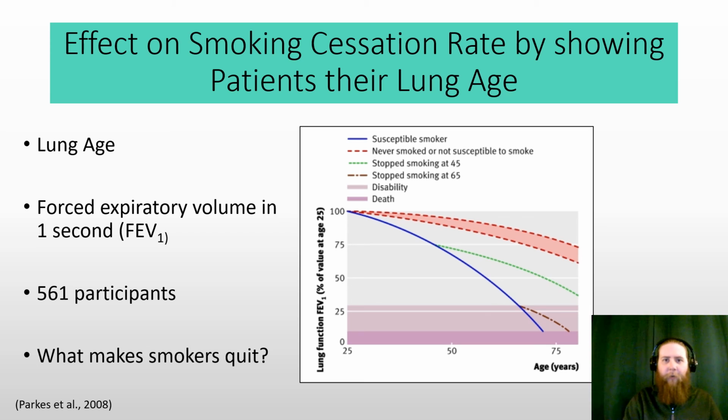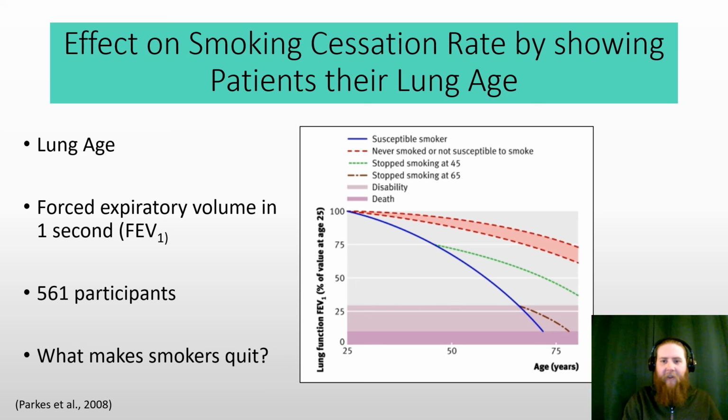The experimental group was told their lung age and shown the graph and explained on the graph what it means if they are a 50-year-old individual and they're a smoker. If they stop now, they could slow down that aging versus keeping going down that same blue line there. So there's 561 participants in this.